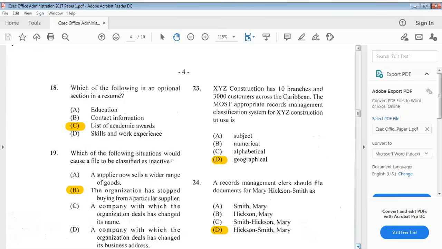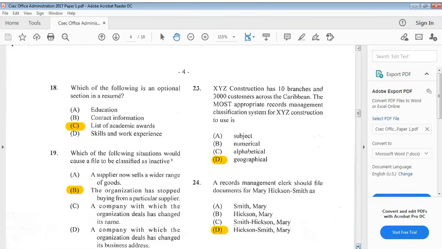We know education is very important in a resume. It's a must. Contact information is a must. And your skills and work experience is a must. So we know the one that is not necessarily included is a list of academic awards. Let's move on to question number 19.